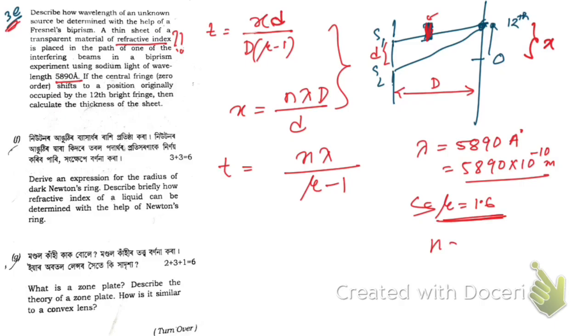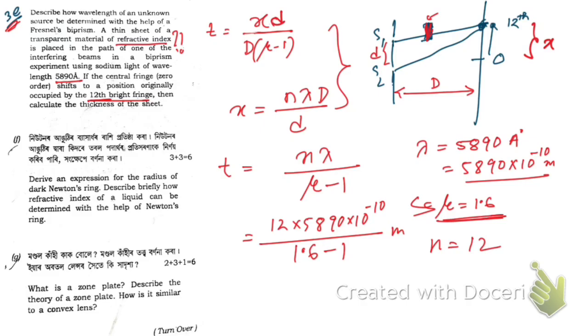So here the value of n is 12 because it is shifted to the 12th bright fringe. If we put these values here, then n = 12, λ = 5890 × 10^−10, divided by (1.6 − 1) meter. Now if we calculate this using a calculator, we will get this × 10^−5 meter. You can calculate without a calculator as well. I have used a calculator, but I am not saying that you must use one.